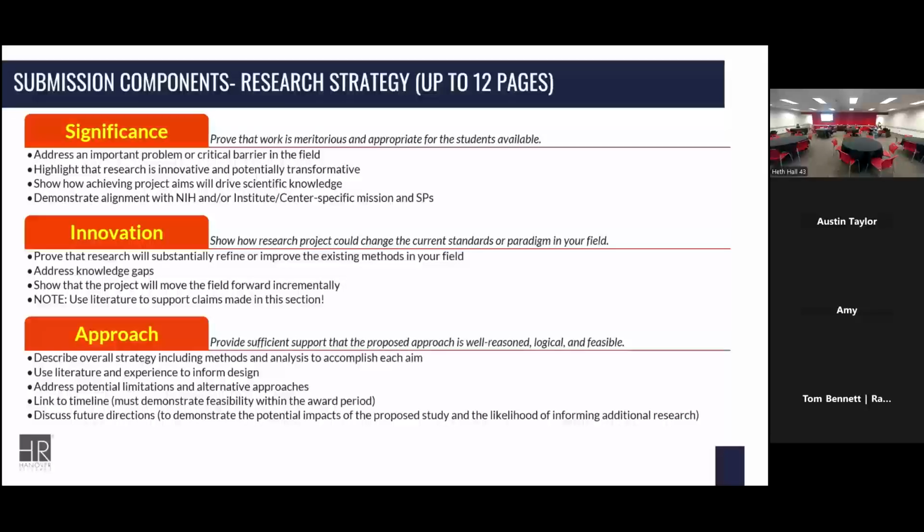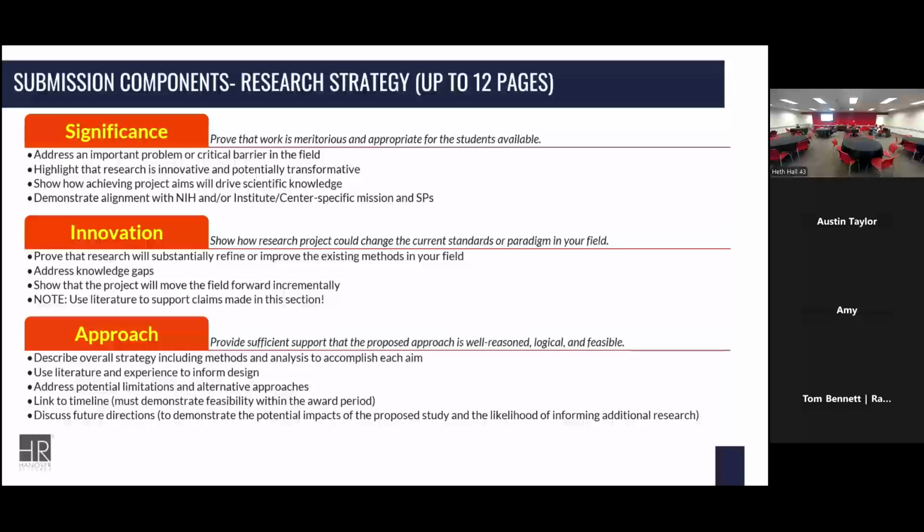So again, significance, innovation, and approach. The purpose of the significance section is to prove that the work is meritorious and appropriate for your undergraduate students. So you're demonstrating that you're addressing a critical problem, a barrier in the field, you're speaking to how that proposed work is innovative and potentially transformative. You're showing how the work is going to achieve the desired aims and outcomes. And most importantly, you're demonstrating alignment with the NIH or the specific institute that you're submitting to.